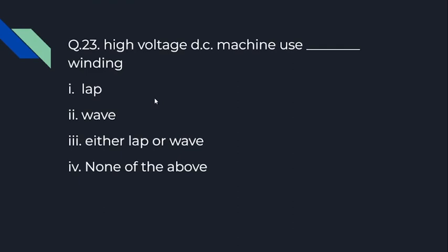Now the high voltage DC machine uses dash winding. Okay, so wave winding is used for high voltage and low current. So note down this point here. Wave winding is used for high voltage and low current, whereas lap winding is used for low voltage and high current, the reverse of it. So for this option 2 will be the answer, that is wave winding.